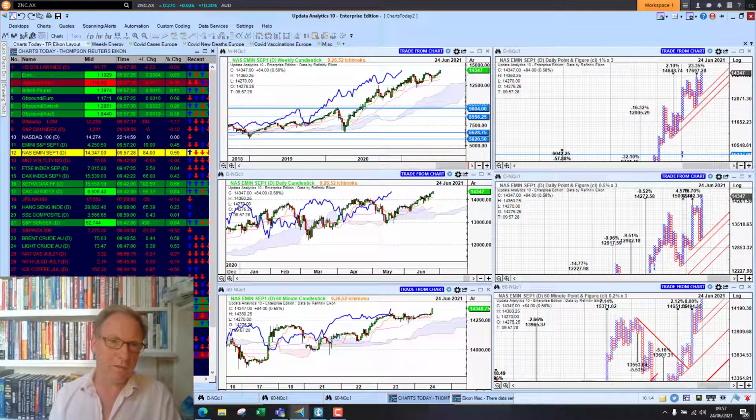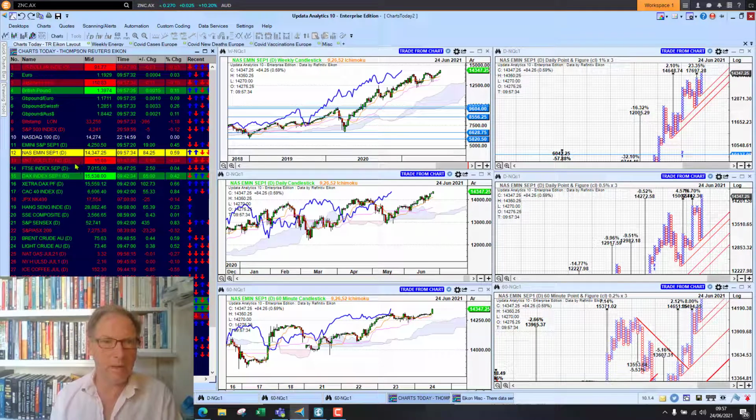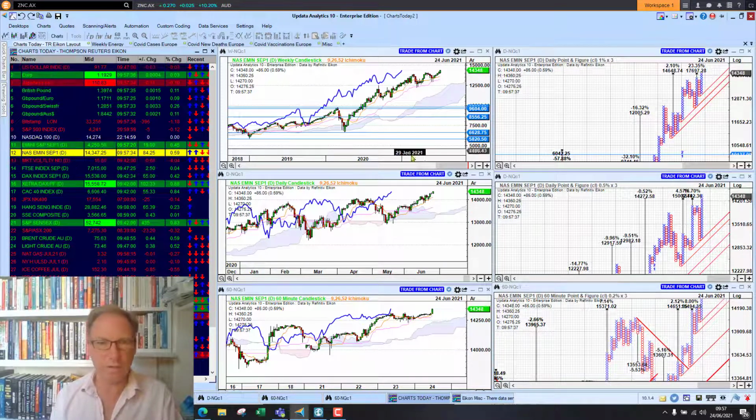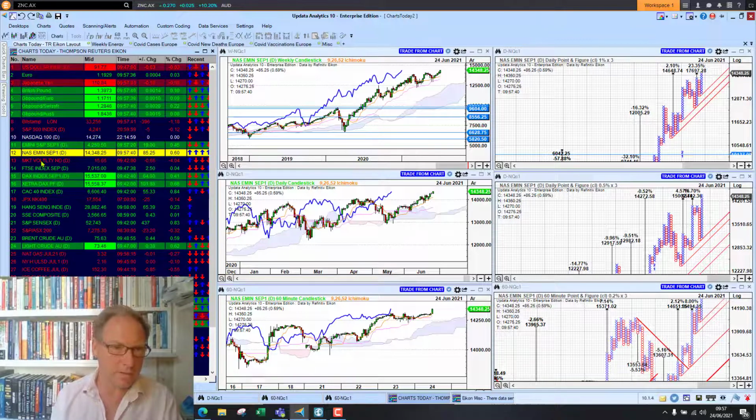This data is coming from Refinitiv Icon. If you're a private user, the Metastock Zenith feed is exactly the same, and it's a really good feed, and you can follow me with those services.